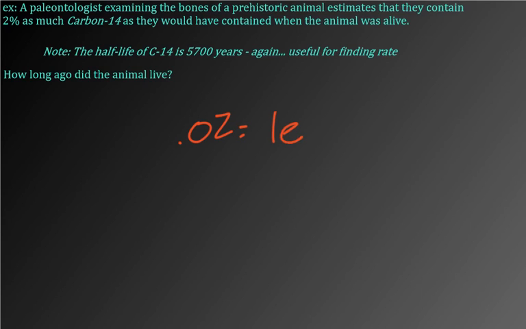We know we got an E. We know we got a negative. Again, we don't know the rate. Okay, we'll get to that in a second. And we don't know time because that's literally what we're solving for.